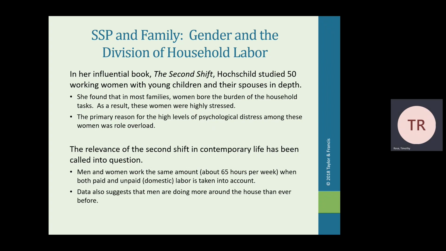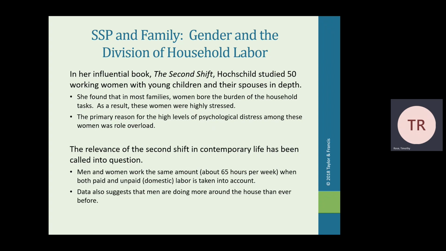So, what did Hochschild find? Hochschild found that in most families, women bear the burden of household tasks. As a result, these women are highly stressed. No matter how you want to measure it, whether it's amount of time, amount of effort, variety of tasks, or number of tasks, women tend to do the majority of household labor. We find that even today, even among young couples, even among couples who want to have an equal distribution of labor. It rarely is 50-50 or the man doing more of the household labor on average.